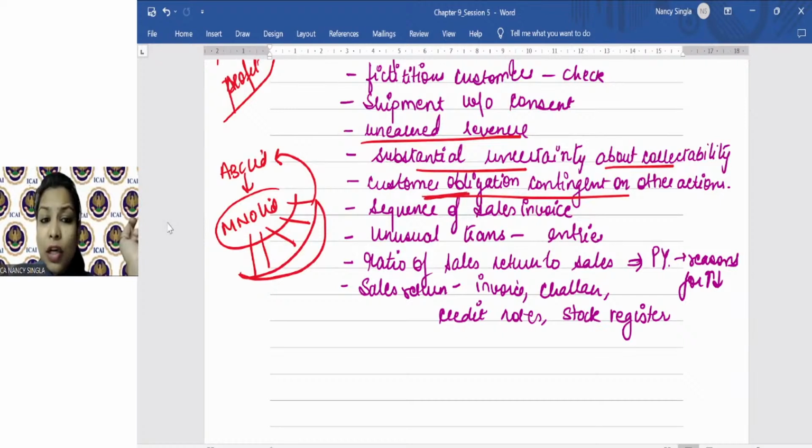So now customer obligation, MNO obligation is contingent, dependent upon other actions ना. So auditor will also consider that कि ऐसा तो नहीं है resale के case में. So this is a case of resale. ठीक है, is it clear? Other actions, that is resale.